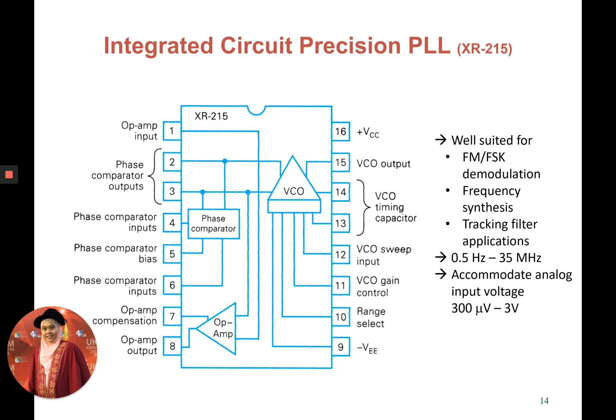Inside this IC, we have all components of a PLL. We have the VCO, the phase comparator, and also the amplifier. We just don't have the LPF, the low pass filter, inside, but it can always be connected outside when we tune the cut-off frequency for the system.